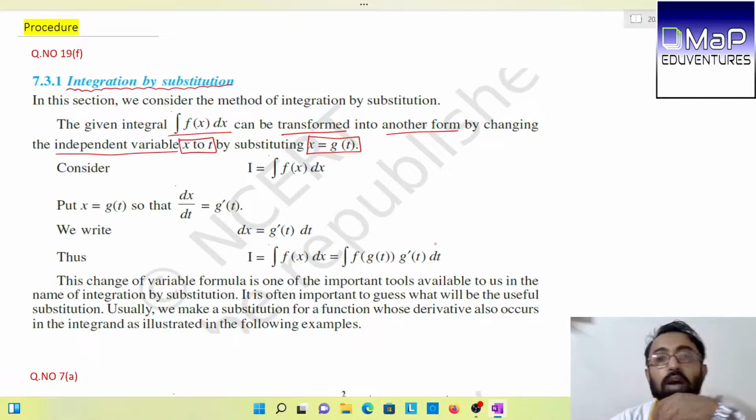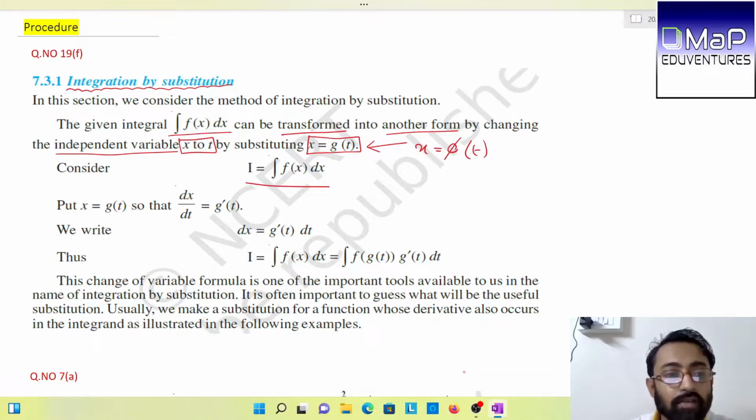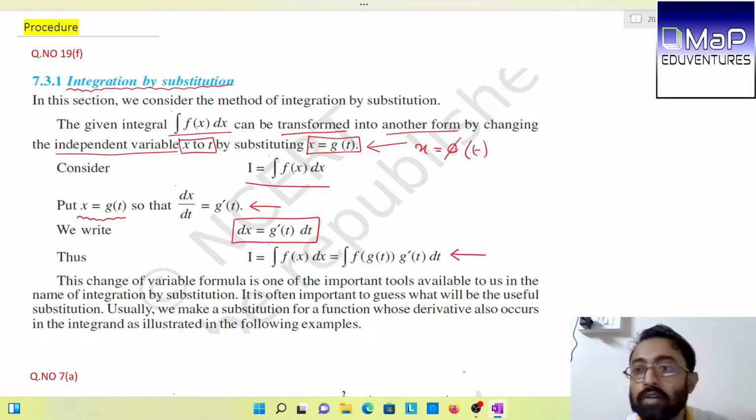Now, in the book we are given x equals g of t, and in the question we have x equals phi of t, just that difference. So in the integration of f(x) dx, if I put x equals g of t, then we have dx by dt equals g dash t. Then from there we can write dx equals g dash t dt, and we get the final result. Okay, so similarly, in the same approach we can change the form of the integration. Okay, so let us see.